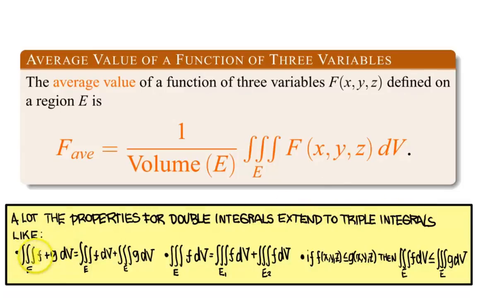For example, the integral of the sum is the sum of the integrals, and also you can take constants outside. I didn't put it here, but you can split your region into two regions and take the integral of each individual region, as long as these two regions don't overlap except for the boundary. And if one function is bigger than the other one, then the triple integral is going to be less than or equal to the other.